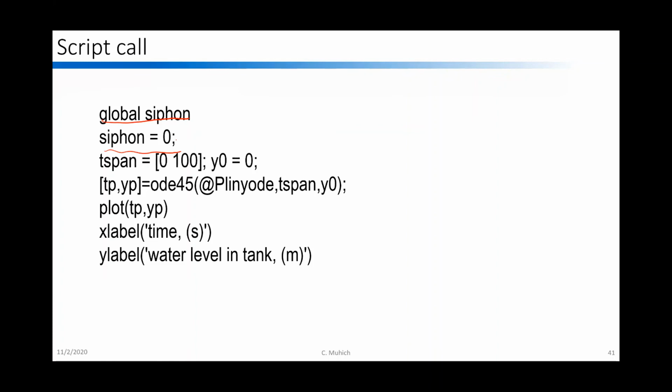Then we can go about our normal procedure of setting up this ODE run. We first set siphon to 0 because at the beginning, the tub is empty, so that should be 0, right? It shouldn't be siphoning off. We then give our t-span 0 to 100 seconds and our initial height of the tank, which is 0. Then we call our ODE45 just like we normally would, calling on Pliny ODE, t-span, and y0. Then we can call our function.